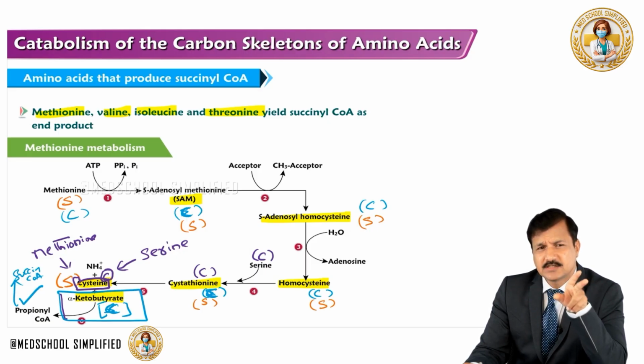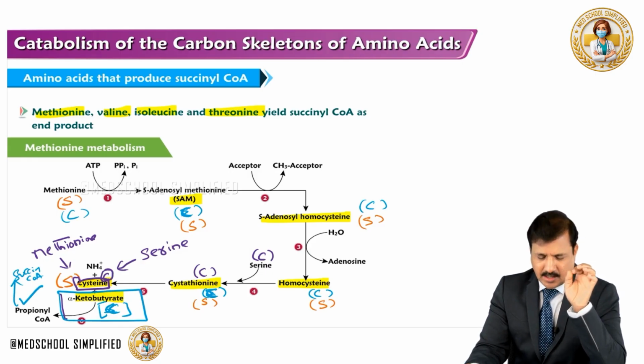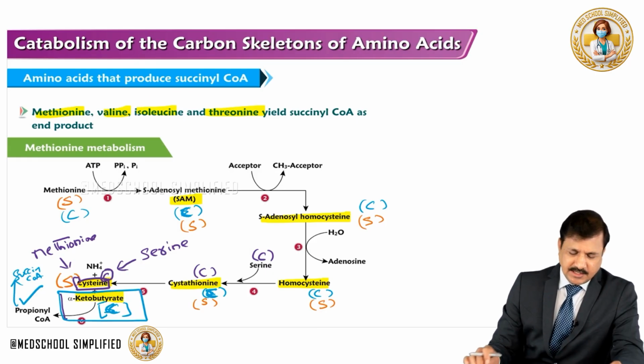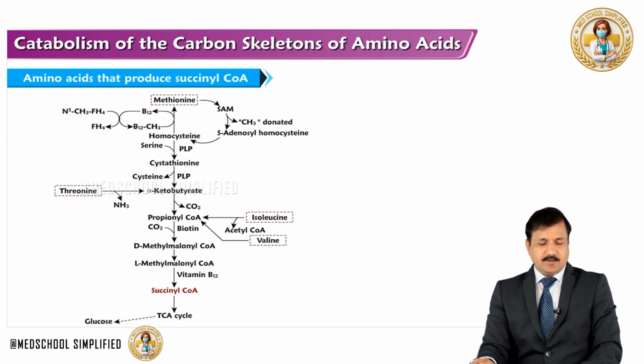So sulfur is transferred to cysteine. We have already seen in my previous lecture what will happen to cysteine, the carbons and sulfur of cysteine when it undergoes catabolism. Alright, now see here in this particular metabolic pathway.